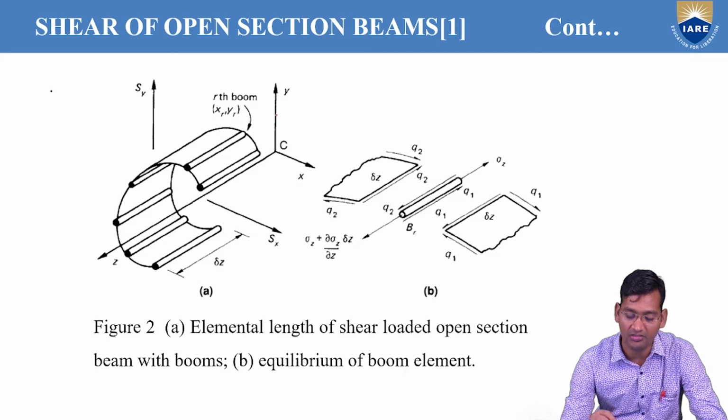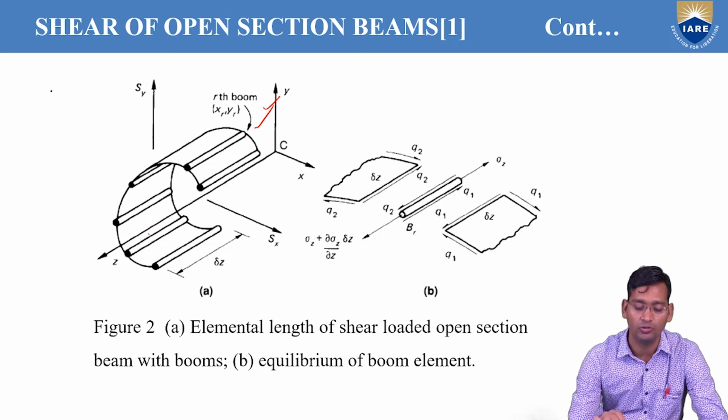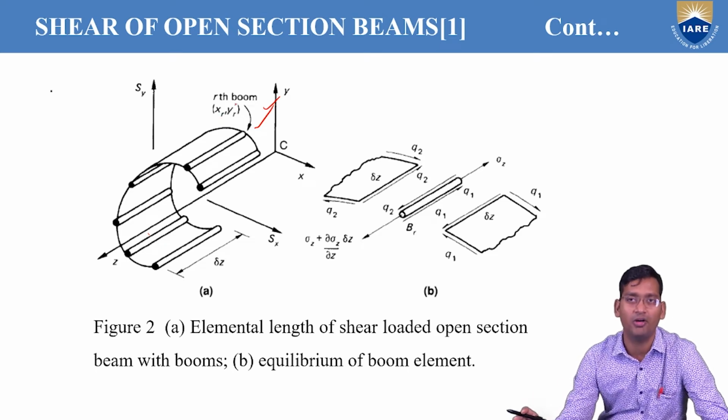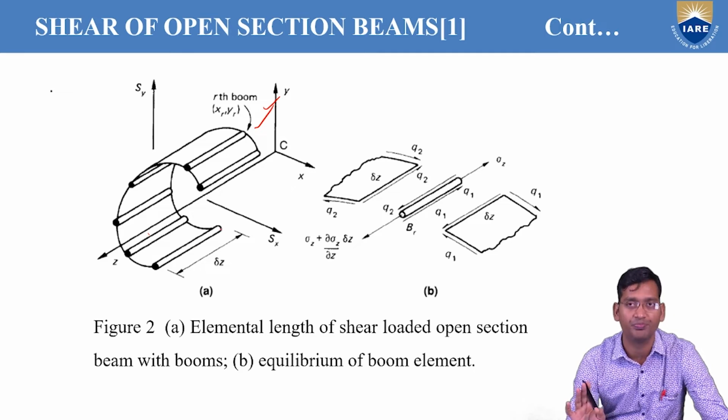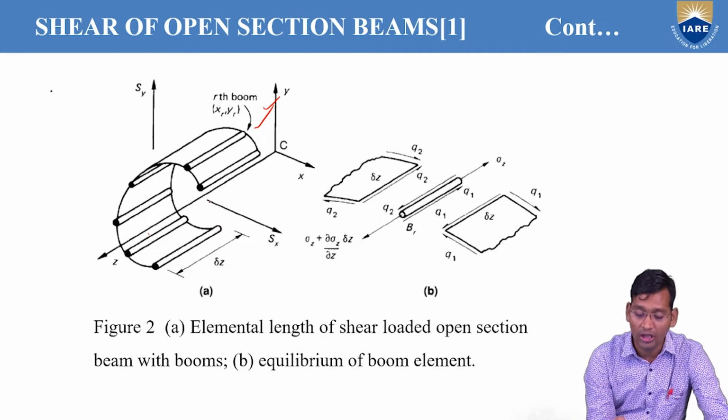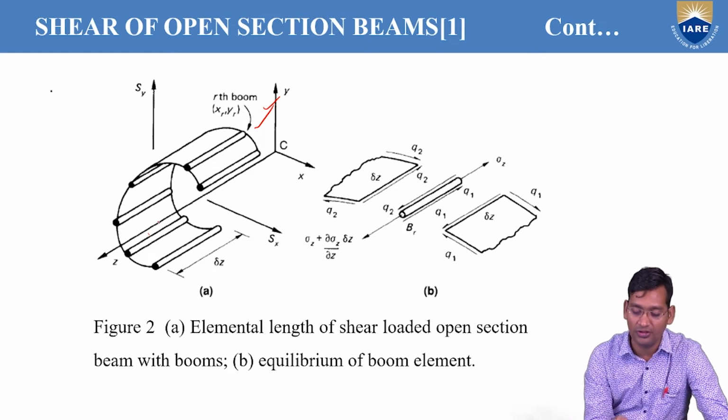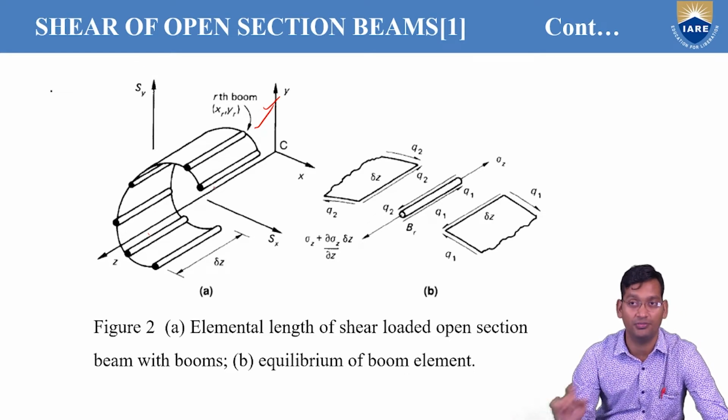Now just see, after converting the stringers, these are the boom areas, right? So these are just booms, anywhere from 1, 2, 3, 4, 5, 6, any number. Just imagine this is the rth boom, whose coordinate is xr, yr. This is delta z, that is the length of the boom. Now along the shear center Sx and Sy is acting. Next step is idealization.